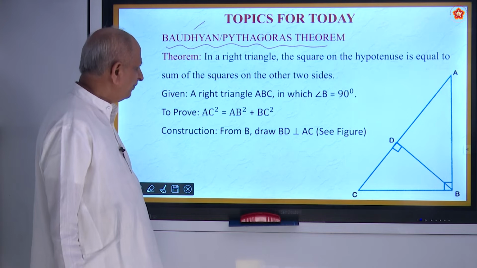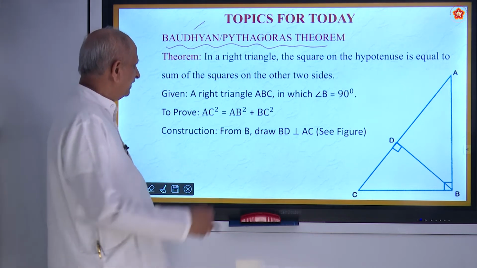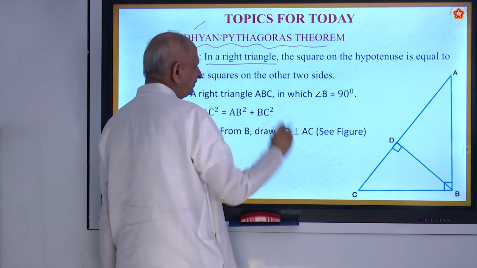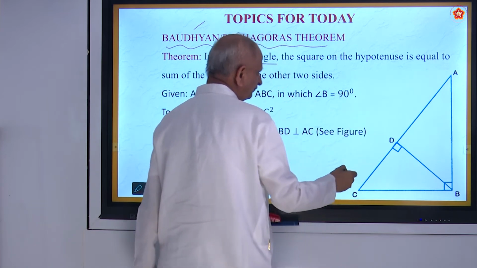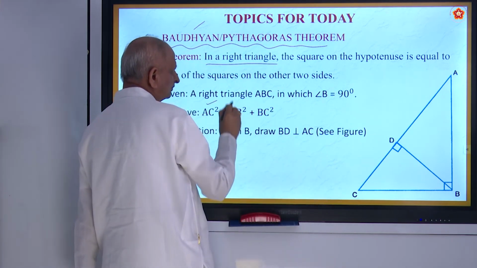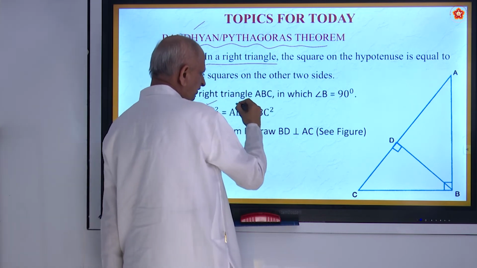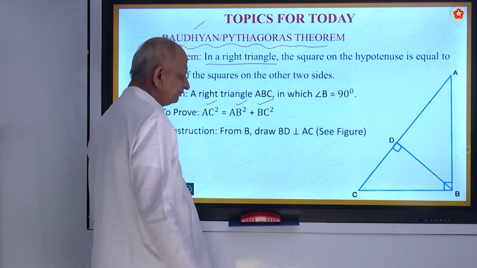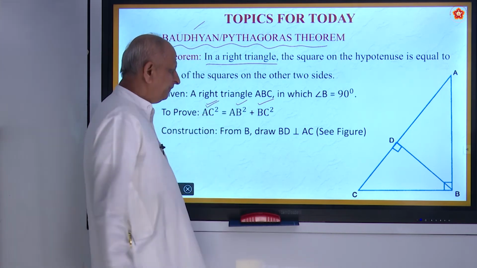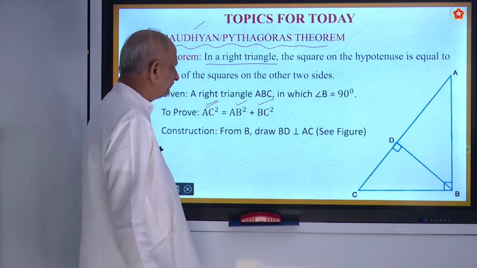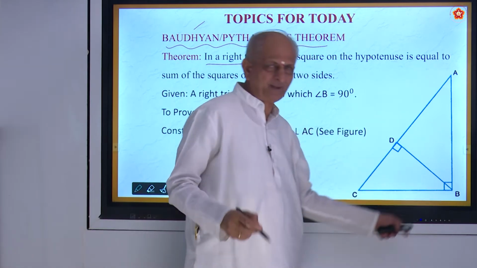Okay. Now what does that theorem tell about? It tells about a right angle triangle. In a right angle triangle, the square on the hypotenuse. So this is the hypotenuse. So AC square is equal to sum of the squares on the other two sides. Other two sides are AB and BC. So AC square is equal to AB square plus BC square. So here right angle triangle ABC is drawn. Come on, all of you draw it.